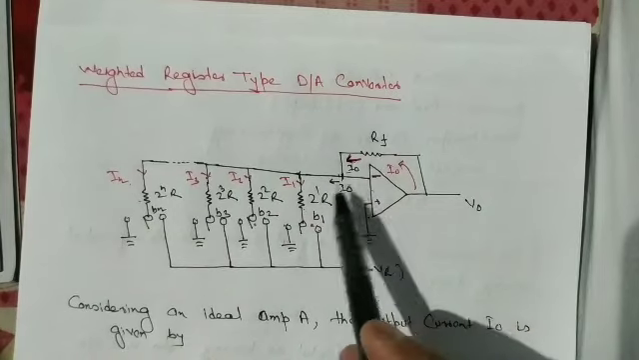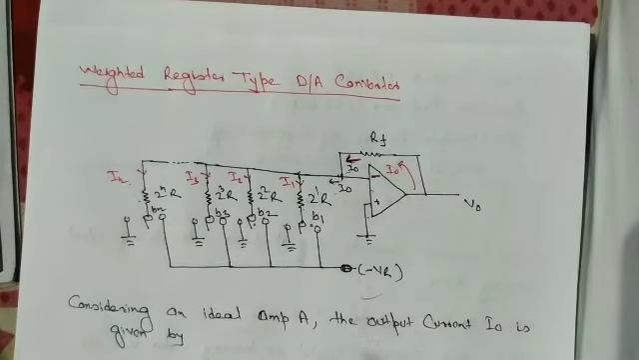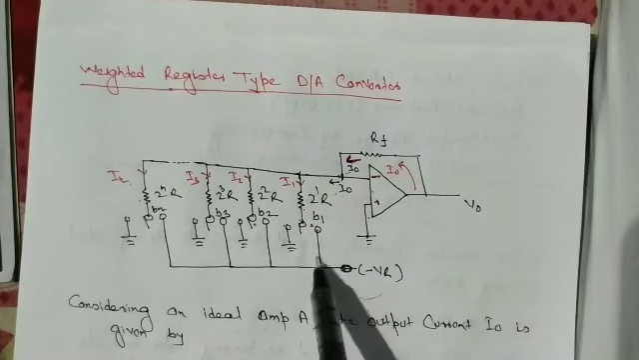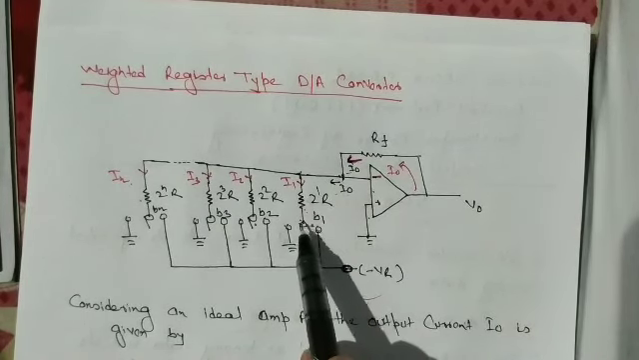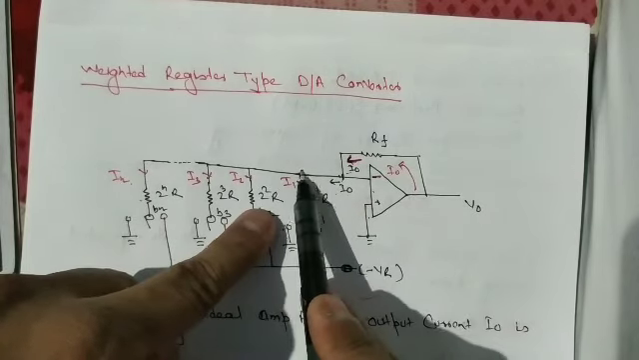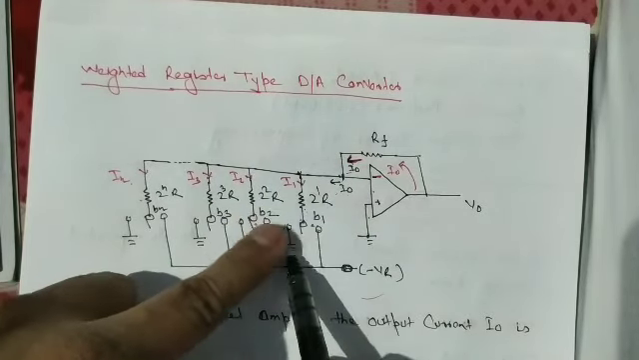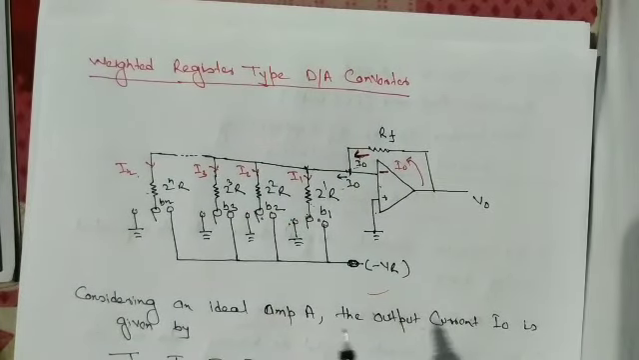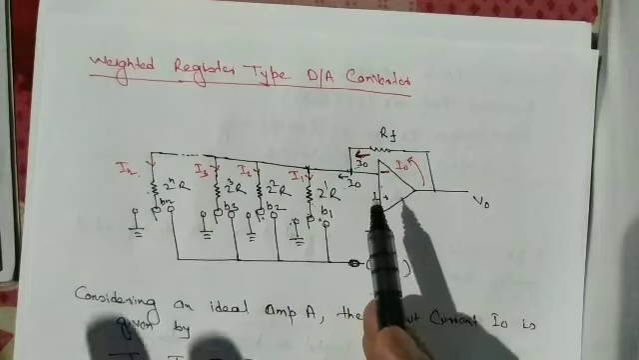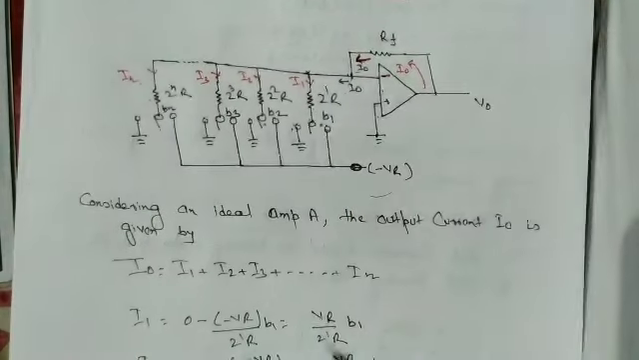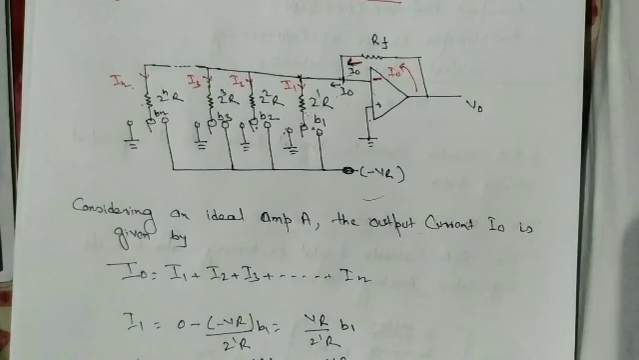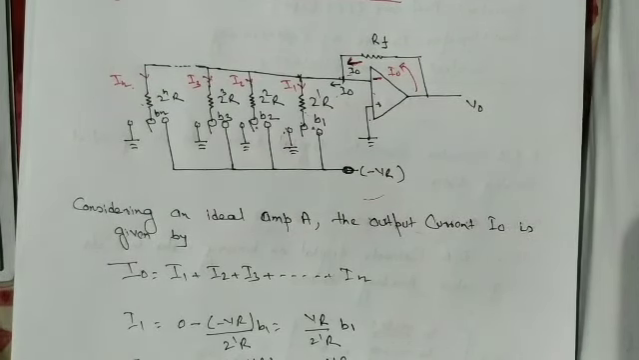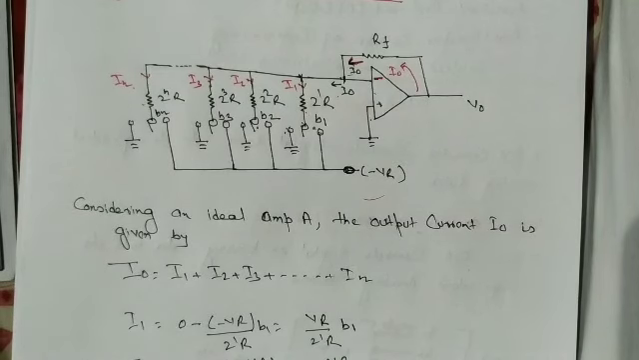If B1 is 0 then I1 will become 0. If B1 is 1 then this switch is connected here, and the circuit will be like that. If B1 is 0 the switch will be connected here, this is also at ground, this is also at ground, no current will flow and hence I1 becomes 0. So the value of B1 determines the value of I1. It will be 0 or some value. Same case for I2: VR by 2 to the power 2 R into B2. For I3: VR by 2 to the power 3 R into B3.